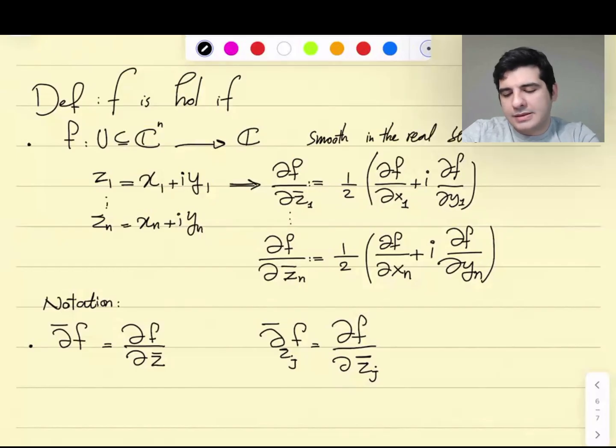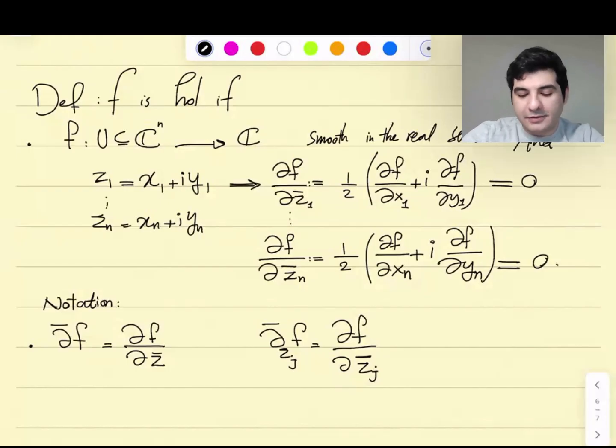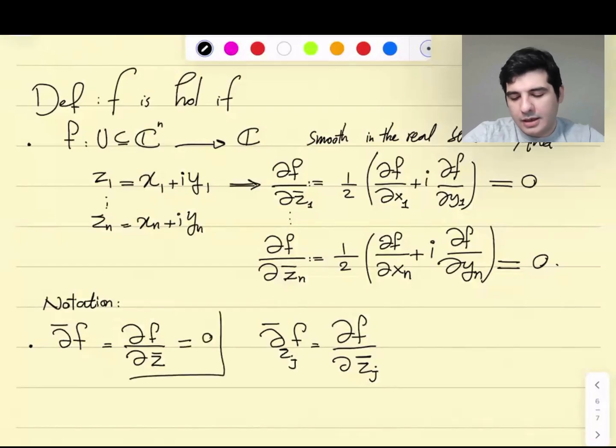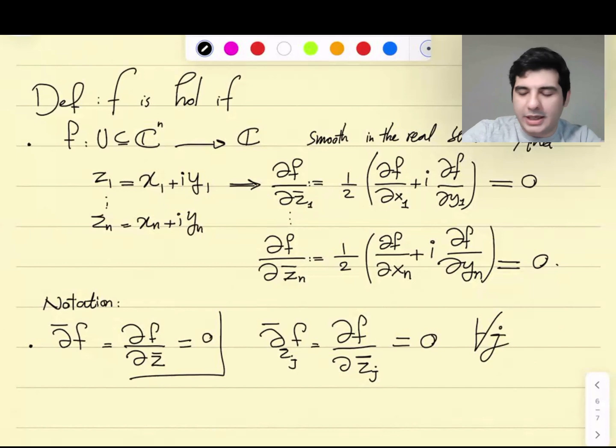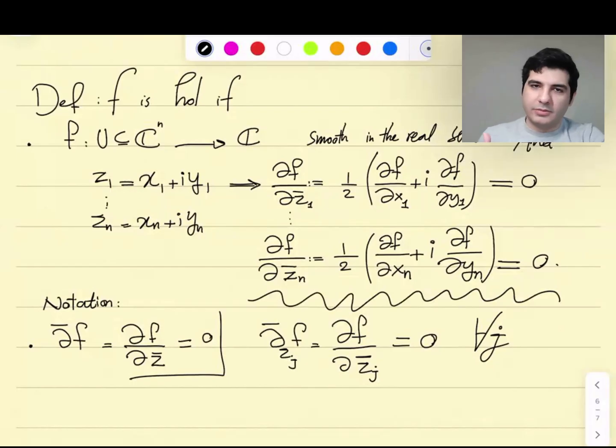So if we think about C^n and R^{2n} in the calculus sense, they're differentiable, and all of these partial derivatives with respect to z1 bar up to zn bar are equal to 0. So they all vanish at all points in the domain. Previously, being holomorphic meant that this derivative is 0. Now that we have these derivatives with respect to different variables, we can ask all of them to be equal to 0 for any j between 1 and n. So that would be our definition for a function being holomorphic.